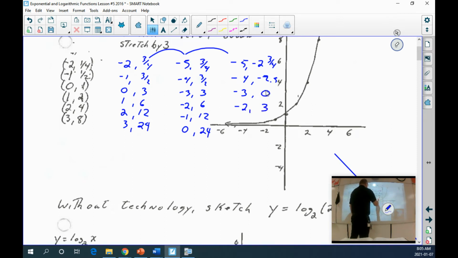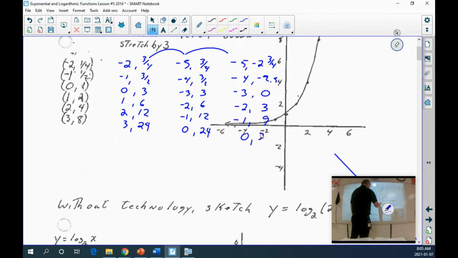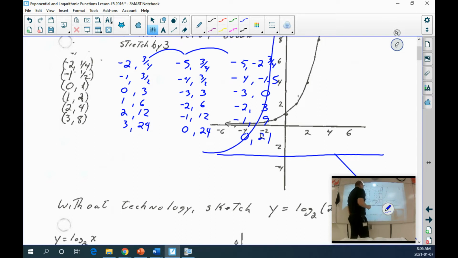Negative 2, 3, negative 1, 9, 0, 1. And this would be negative 1.5. Now, we could then sketch it quite easily. As I said, we have a horizontal asymptote here. We have a y-intercept way up there, so as I sketch there, it's going to look something like that.